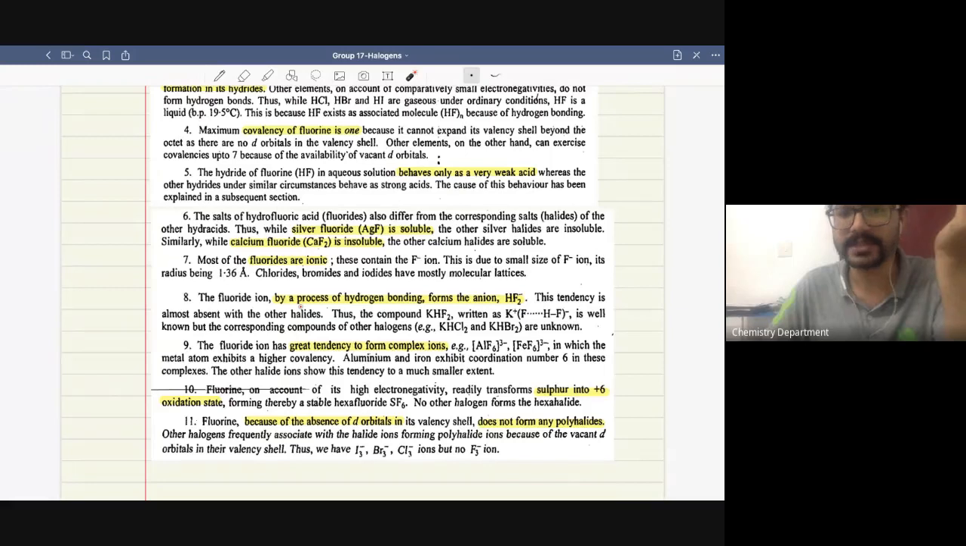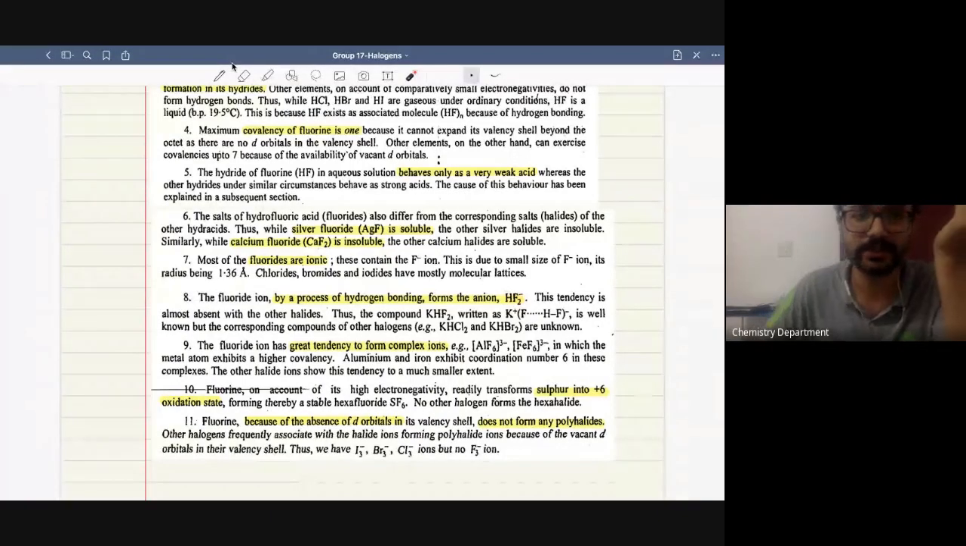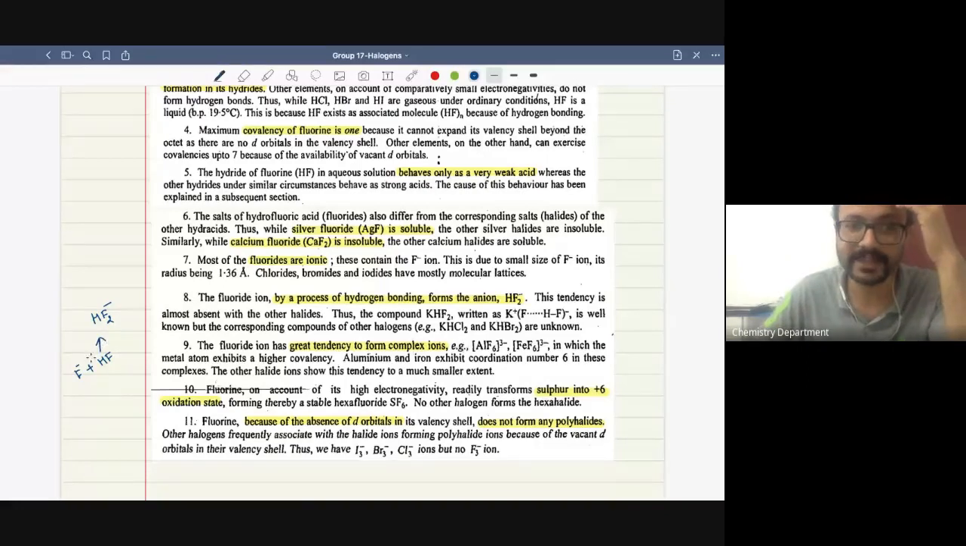Then they possess hydrogen bonding. Because of the hydrogen bonding, they are able to form anions such as HF2 minus. It's actually forming because an F minus is reacting with the HF to give you this particular species. So basically what is happening is the hydrogen bonding between this particular fluorine and this H. Here you can see the hydrogen bonding.